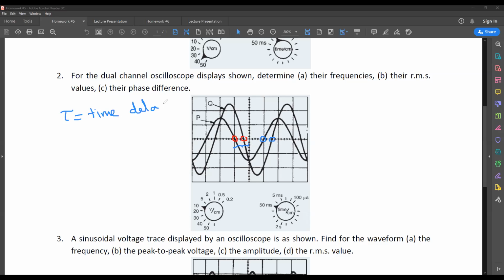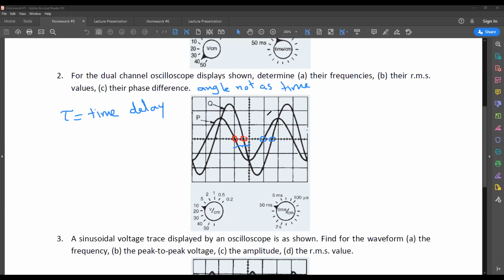How can we compute it? I asked you for the phase difference. I didn't ask you for the time delay. So I expect the phase difference to be an angle, not a time. How can you compute the phase angle from the time delay? It's very simple actually. You should have learned that in 250. You divide the time delay by the period and then multiply.